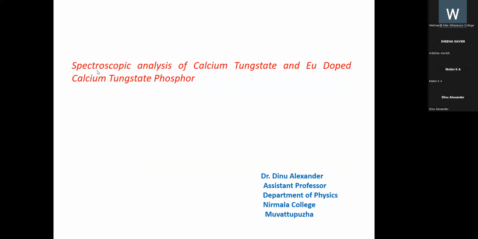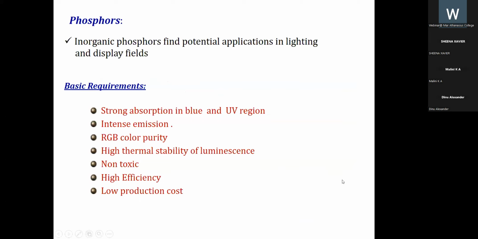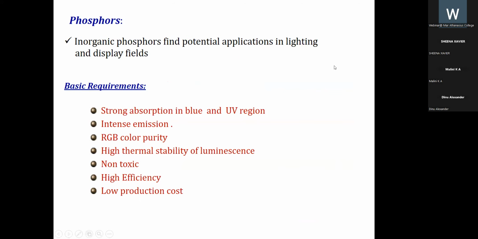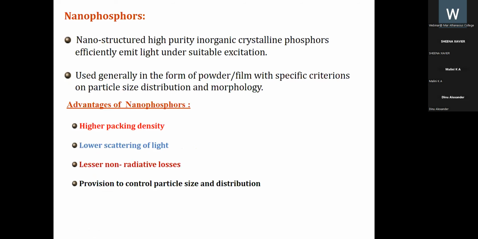Good morning to all. My work is spectroscopic characterization of calcium tungstate and europium doped calcium tungstate phosphor. Next slide, please. We all know that phosphors find applications in lighting and display fields, and some of the basic requirements for a phosphor material include intense emission, good RGB color purity, high thermal stability of luminescence, and low production cost, etc.